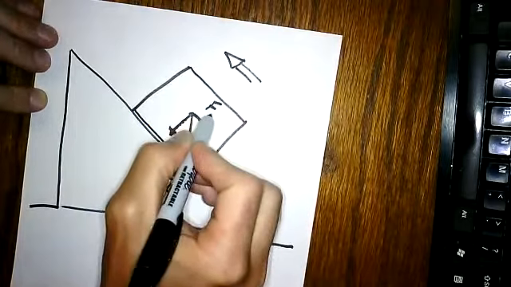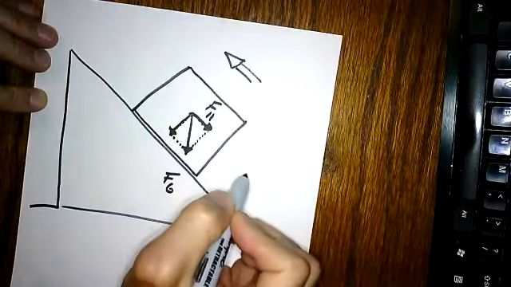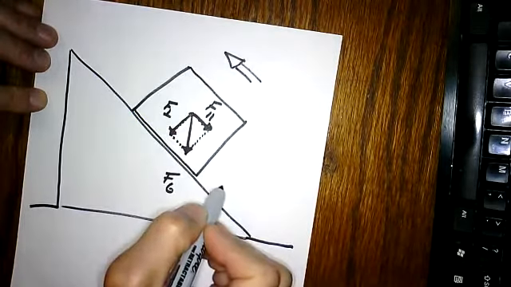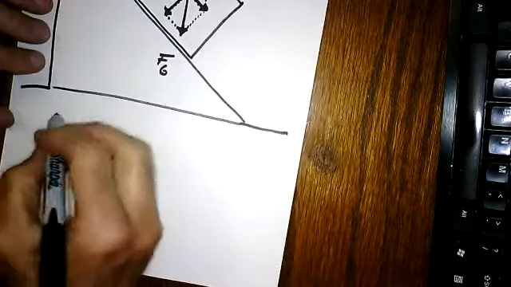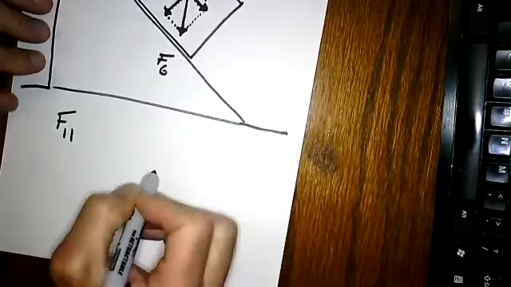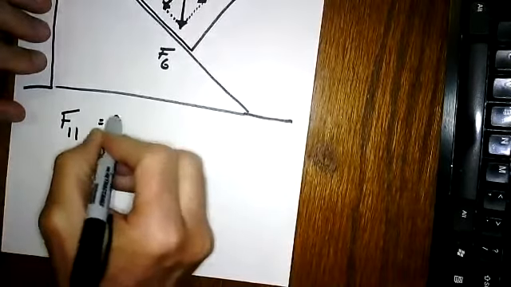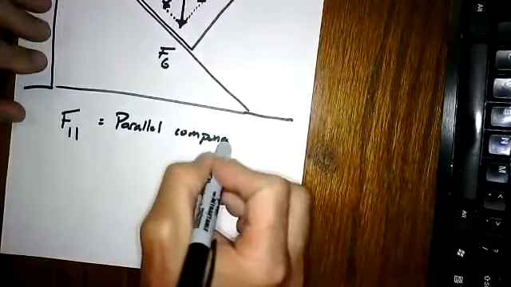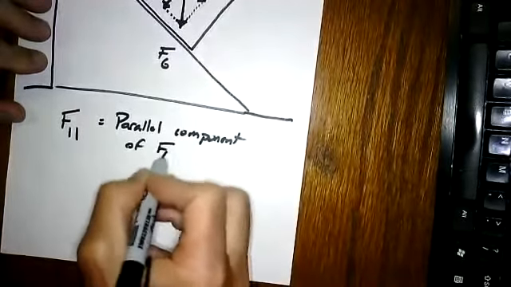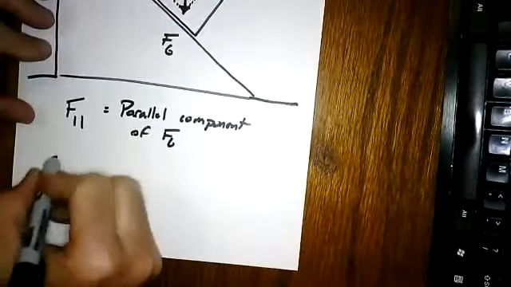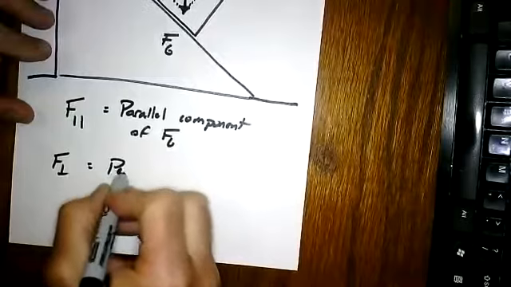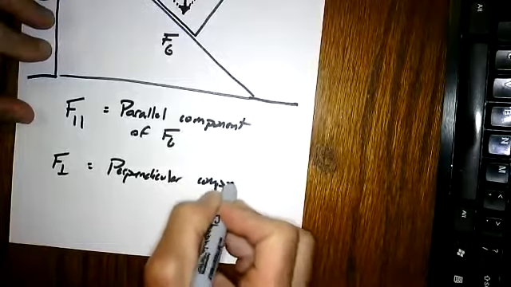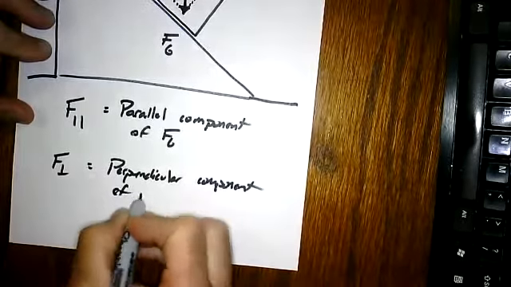This one is F parallel, so I'm going to do two parallel lines, and this one is F perpendicular. That's perpendicular to the surface. Let me write this out down here. F with two lines, that's not the number 11, that's parallel. Parallel component of FG. F perpendicular is the perpendicular component of FG.